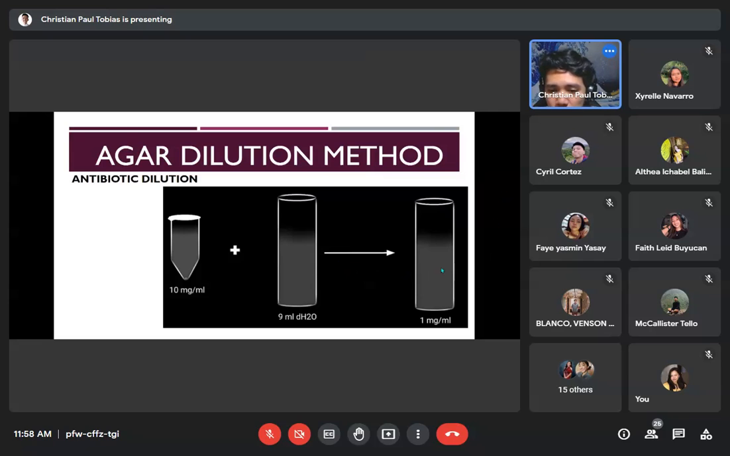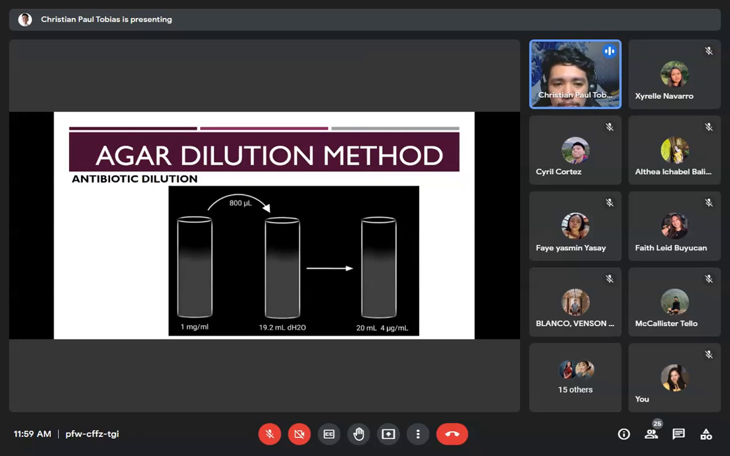Then you will have a 1 milligram per ml dilution. Okay? Tama? Sige, 1 ml plus 9 ml, 10 ml with a concentration of 1 milligram per ml.